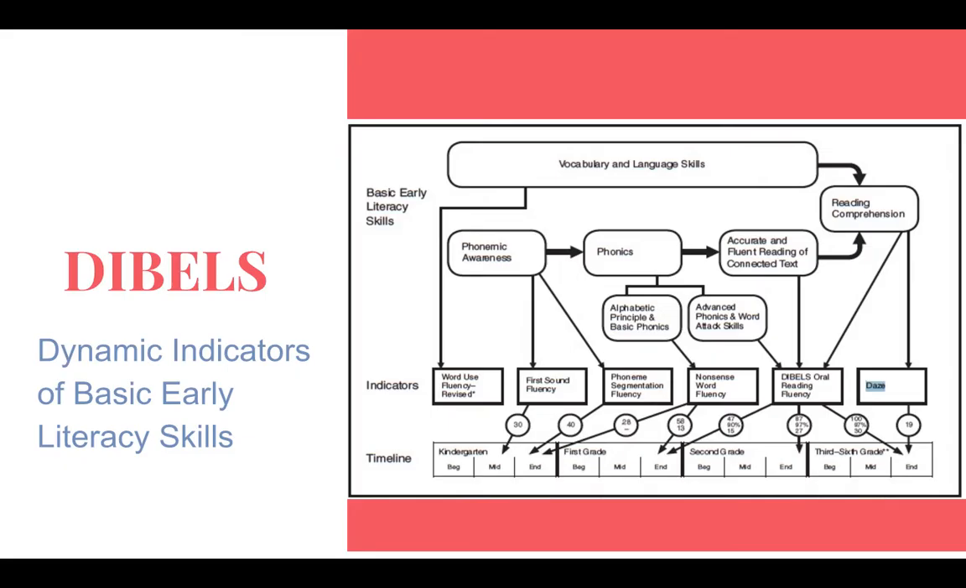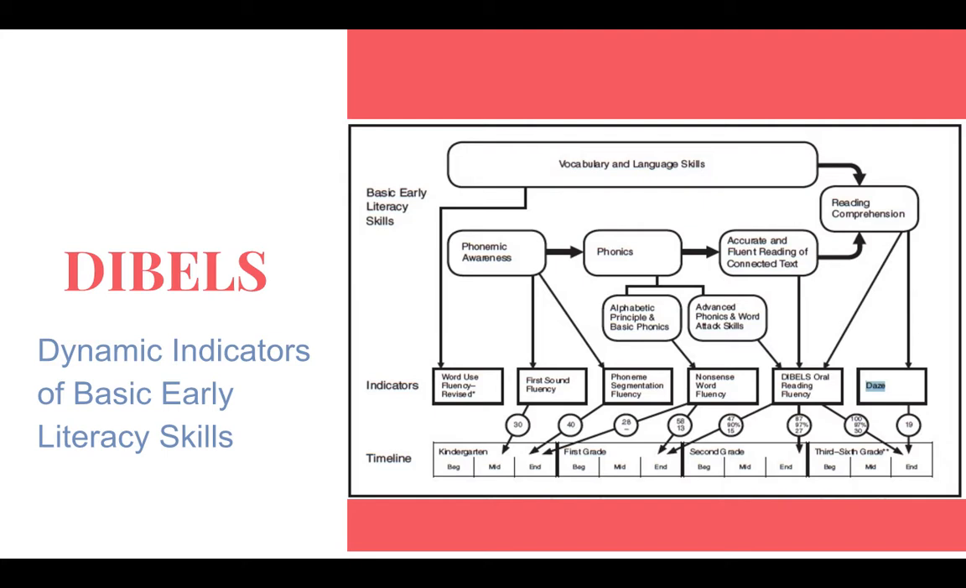So what is DIBELS? DIBELS stands for Dynamic Indicators of Basic Early Literacy Skills, and it's a way to monitor the development of some early literacy skills in students from kindergarten all the way up to grade 6. DIBELS can be used for benchmark and progress monitoring to assess these basic early literacy skills.